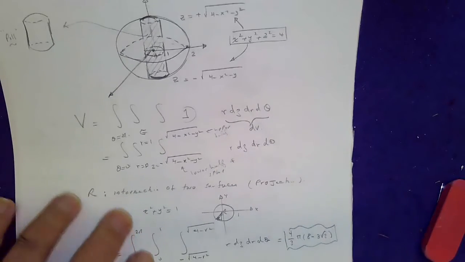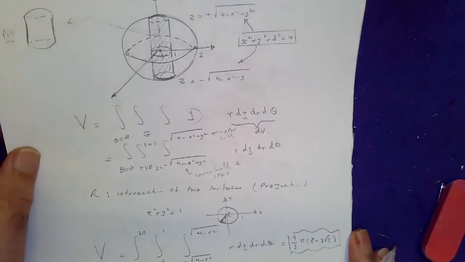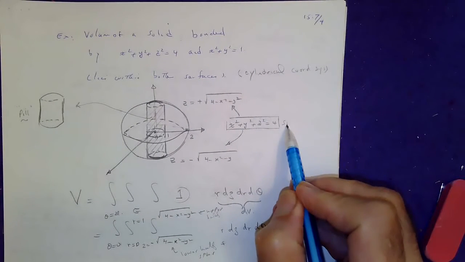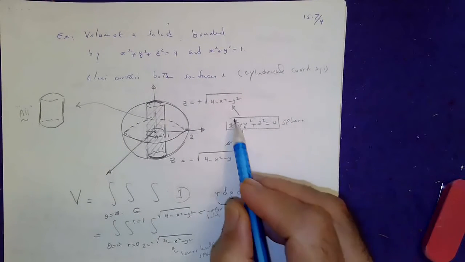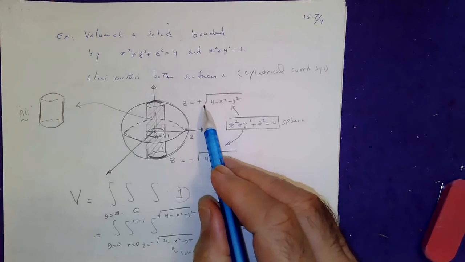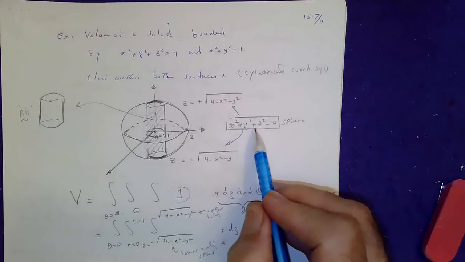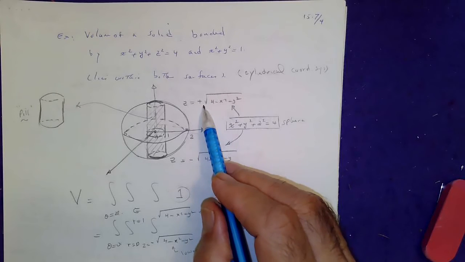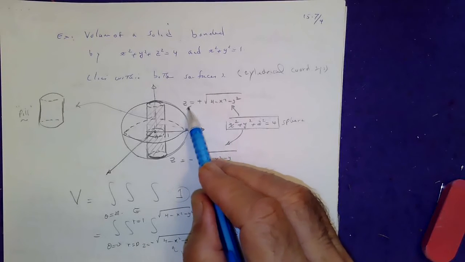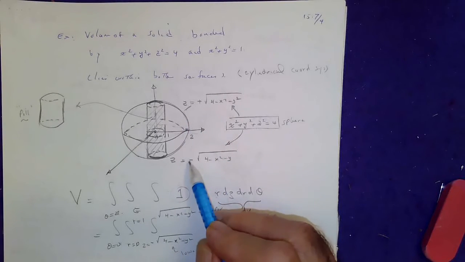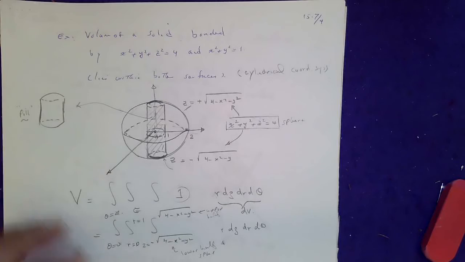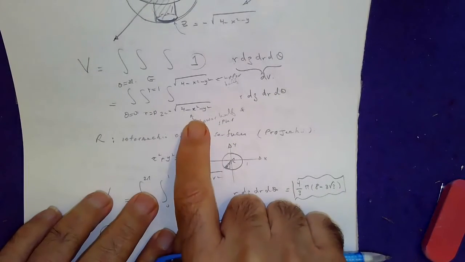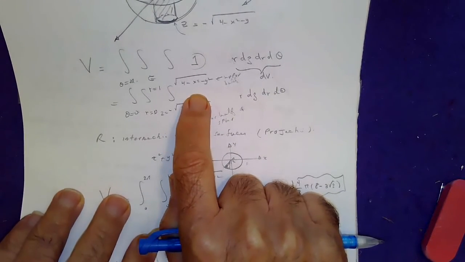How do I know what's the equation of the lower half and upper half of the sphere? Here's the equation of the sphere, correct? If you solve this for z, you get z is equal to plus or minus the square root of 4 minus x squared minus y squared. Positive belongs to the upper half. Negative belongs to the lower half. So looks to me, I'm going from the bottom of the sphere to the top.